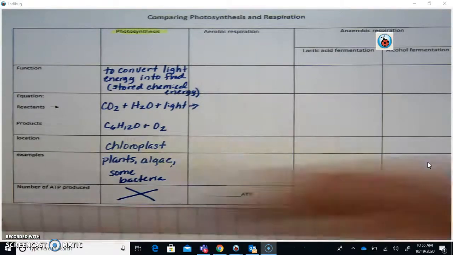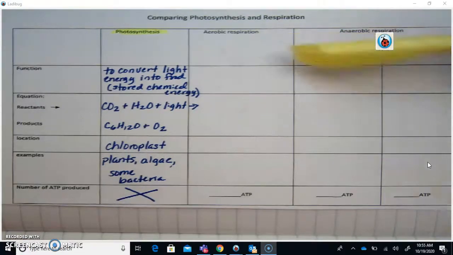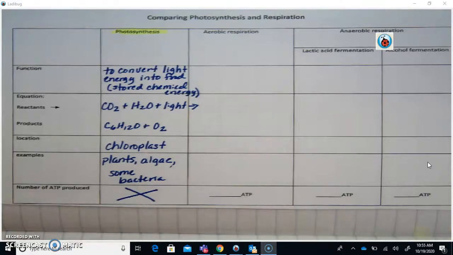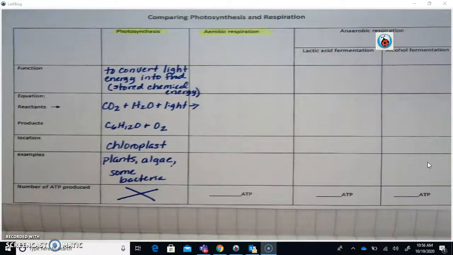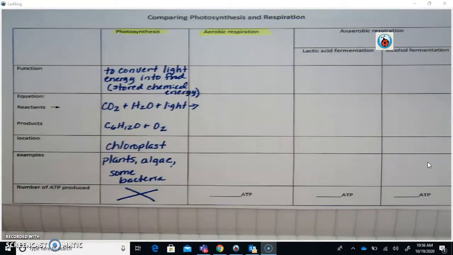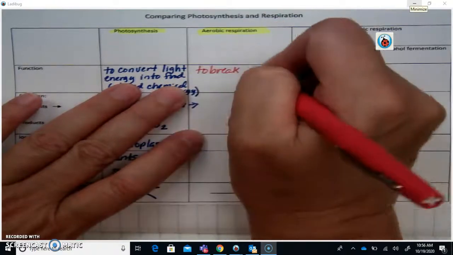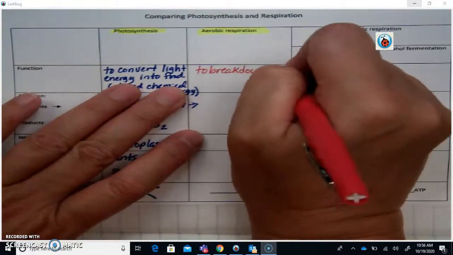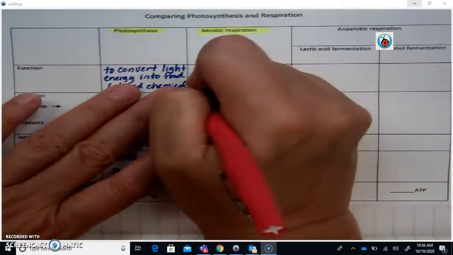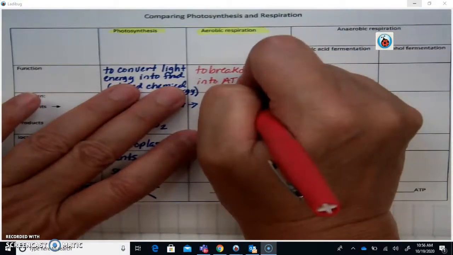We're next going to talk about aerobic respiration, which is going to be the breakdown of food to usable cell energy. So now we've got aerobic respiration. Again, the function of aerobic respiration is to break down food, which again is stored chemical energy, into ATP, which is usable cell energy.